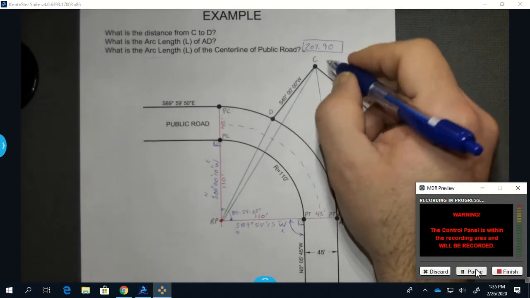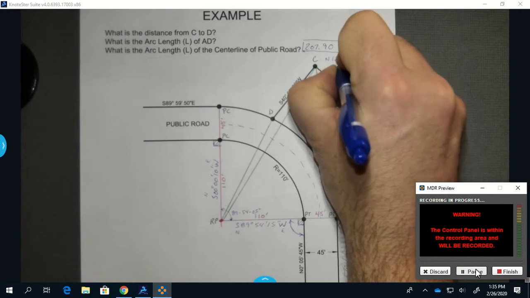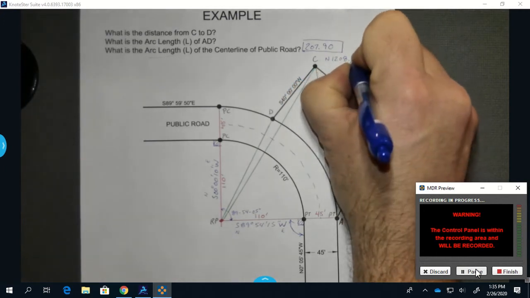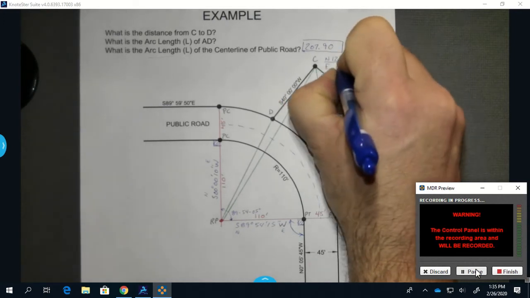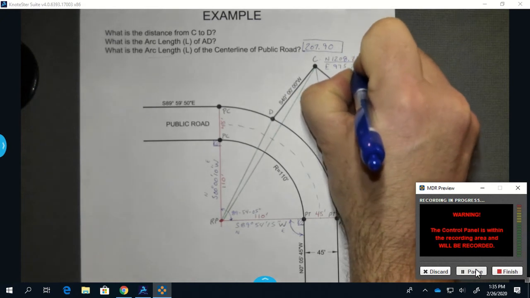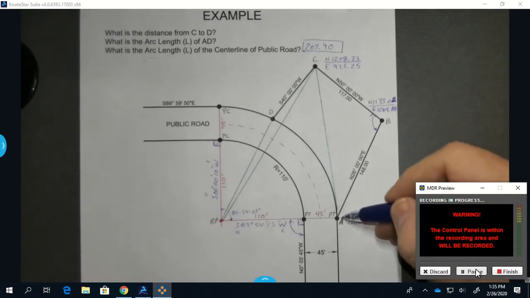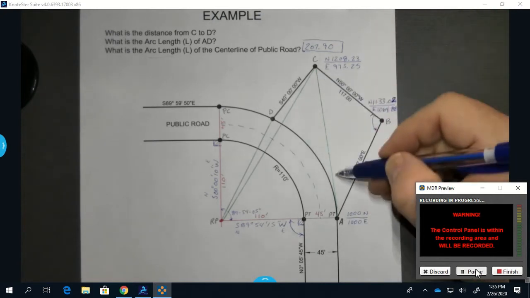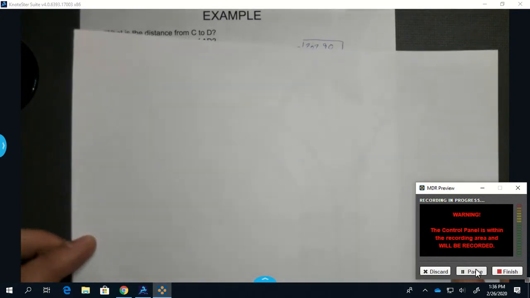And then for C, I figured out those coordinates as well. Northing is 1208.23. My easting is 975.25. Okay? So I figured coordinates there. Now, it's pretty easy to figure out this bearing and distance based on these coordinates. Okay. So how do we do that?